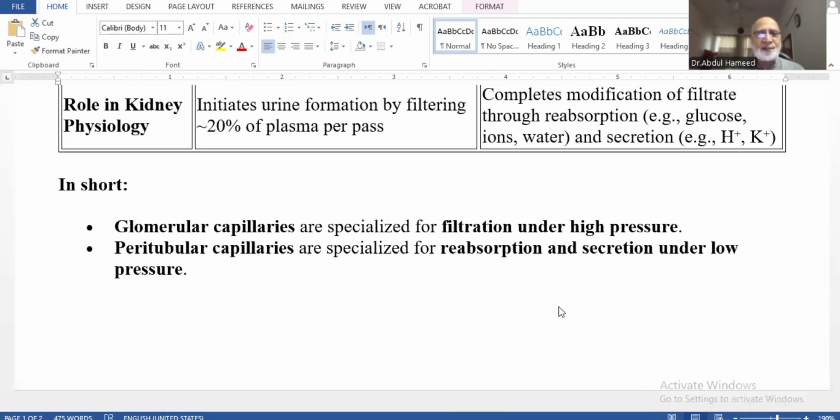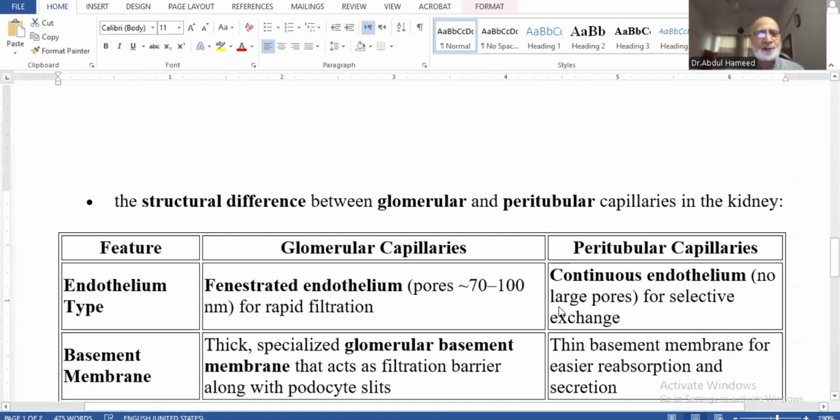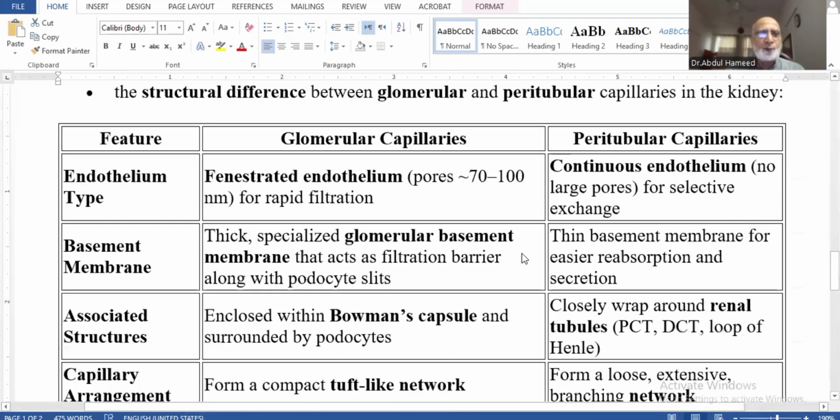So this is the nutshell of those structures. The structural difference between glomerular and peritubular capillaries in the kidney is of significance. So why not have another look? Endothelium type, the structure, the tissue, the cells that form those capillaries.